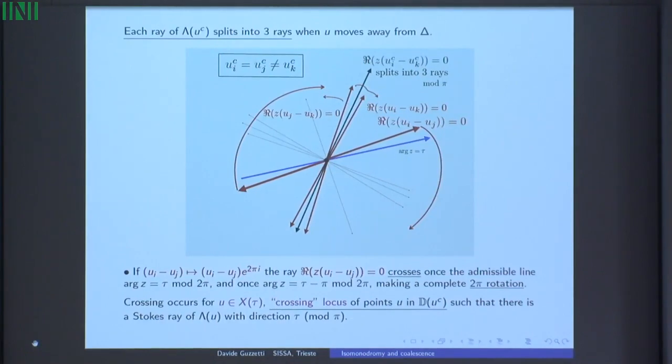So this means that inside the polydisk there are points which belong to a subset which I call x tau. Tau is the direction of this blue line, which I call the crossing locus. So it's exactly the locus of points which are associated with this crossing. When the value of u is such that the red line is on the blue line, I say that u belongs to this crossing locus.